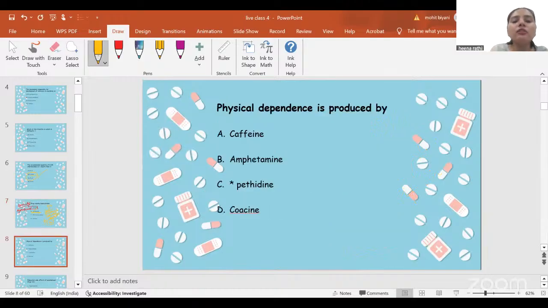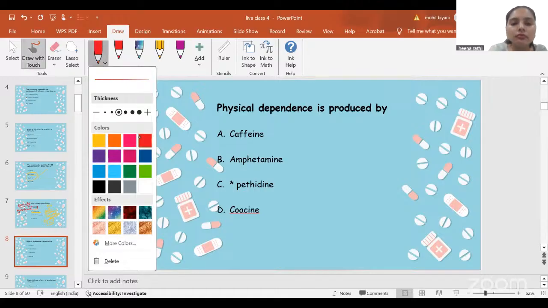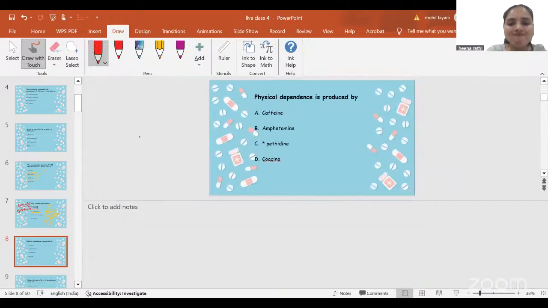Physical dependence of the drug. There can be two types of dependence for the drugs. There can be psychological dependence, and there can be physical dependence. Most of the drugs produce psychological dependence, like caffeine.